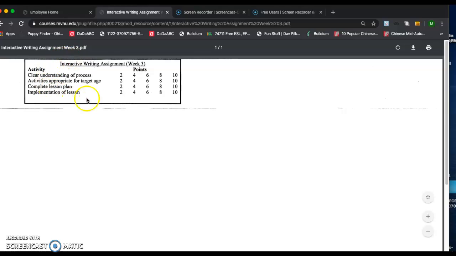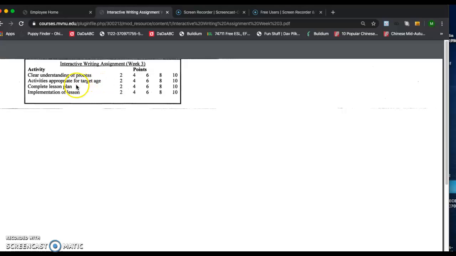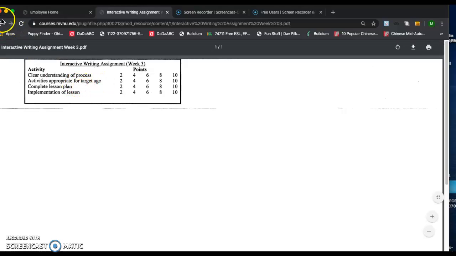Here is the rubric for the interactive writing assignment. Do you have a clear understanding of the process? Are the activities appropriate for the target age? Is your lesson plan complete? And how well did you implement the lesson?